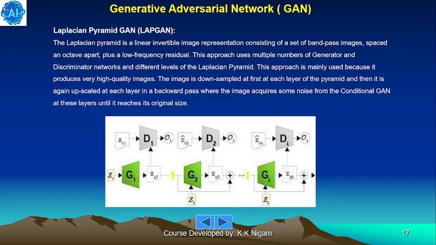The image is downsampled at first at each layer of the pyramid, and then it is upscaled again at each layer in a backward pass, where the image acquires some noise from the conditional GAN at these layers until it reaches its original size.